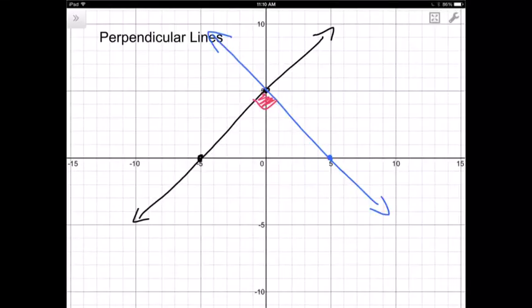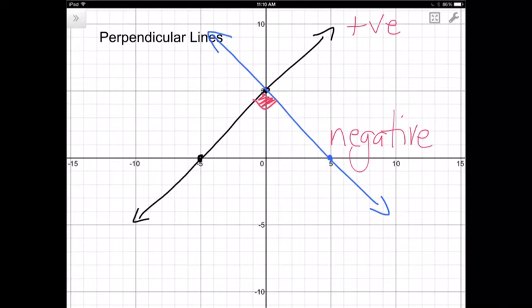All right, perpendicular lines. Well, you can see obviously they're not parallel and they have definitely a different relationship. The first thing I want you to look at is the two types of slopes. This has a positive slope and this has a negative slope. So when you have pairs of lines that are perpendicular, you have one that's positive and one that's negative.